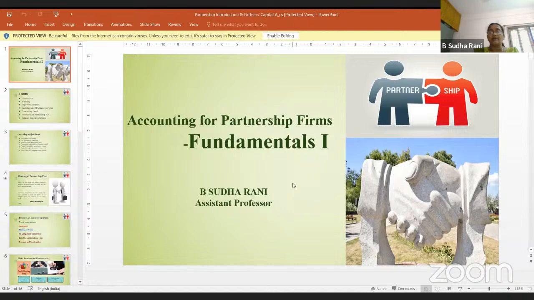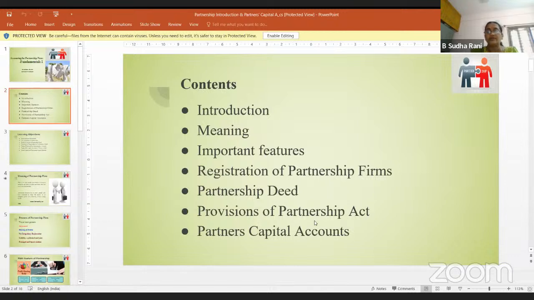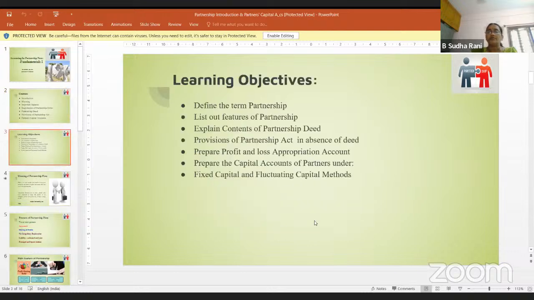Okay, so accounting for partnership firms, fundamentals, first one. Under this, we learn the introduction, meaning, important features, and registration of a partnership firm, partnership deed, provisions of the Partnership Act, and partnership capital accounts.